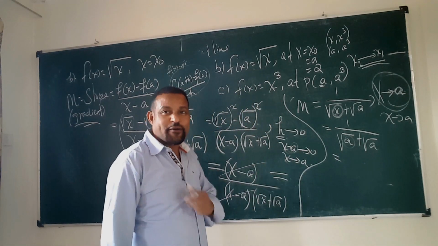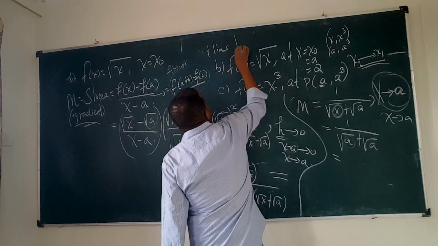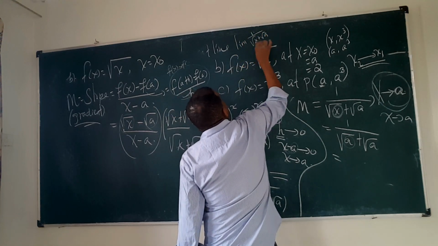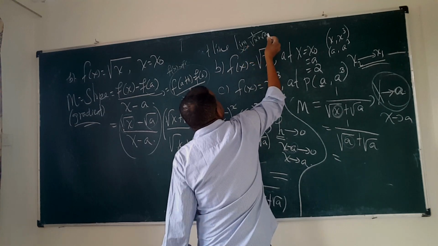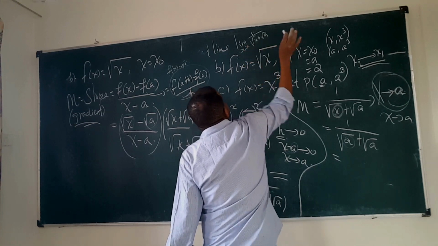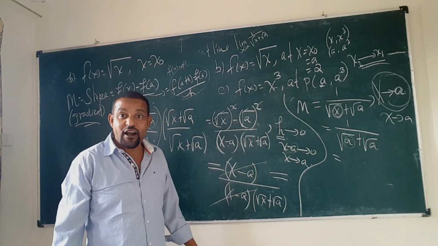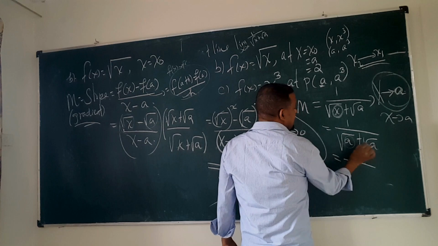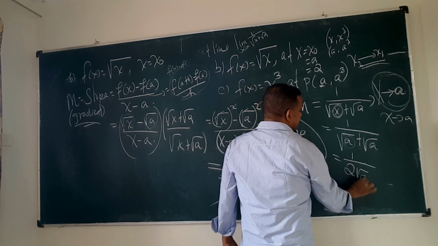Limit is what we are doing now. The limit of 1 over radical of x plus radical of a as x approaches a. That is what we are doing, so when a goes in here, that is we are calculating a limit, of course. So here, 1 over radical a plus radical a is 2 radical a. This is very important.